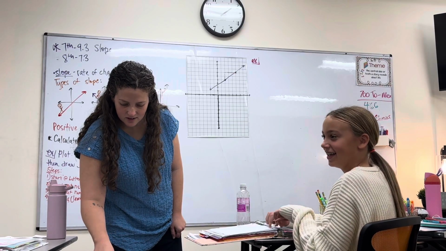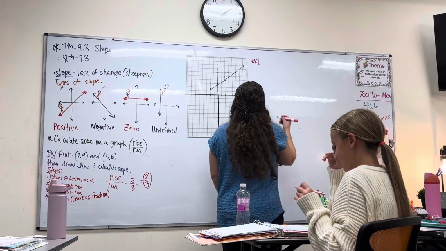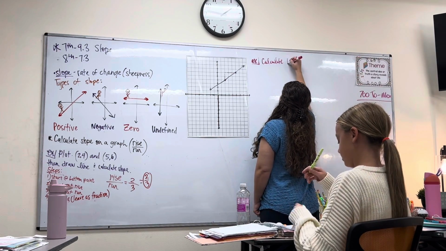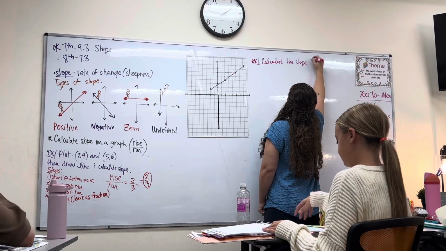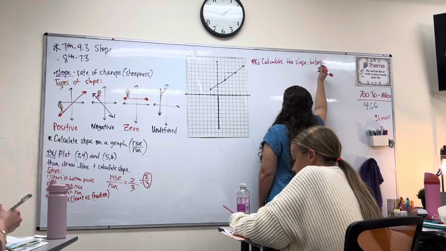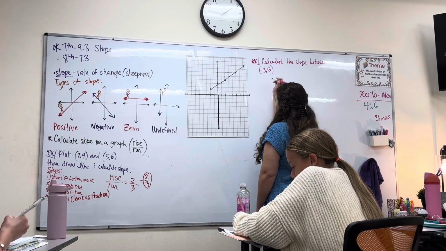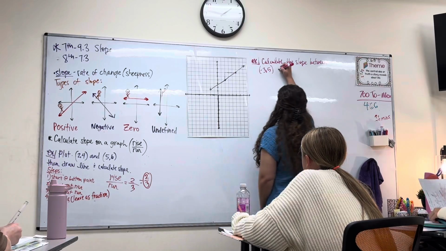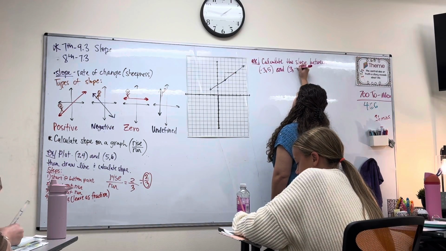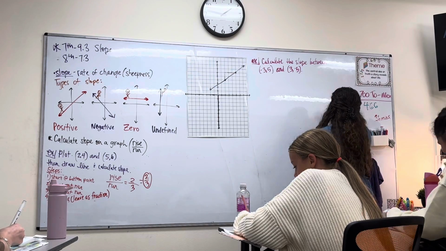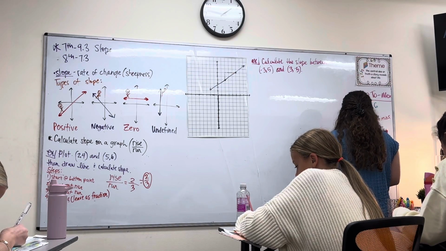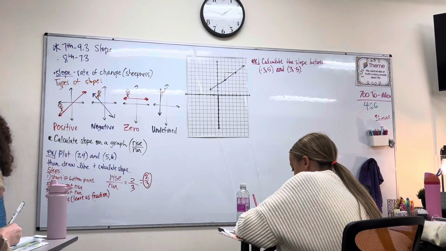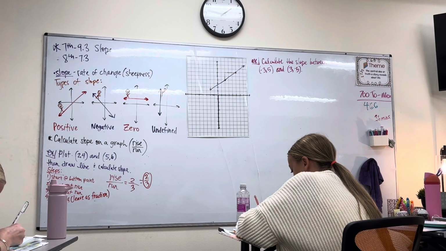Hold on. Alright, let's do another one. Here's another one. You're writing: calculate the slope between -3, 5 and 3, -5. Calculate the slope between -3, 5 and 5, -3. We're going to use the same coordinate plane.